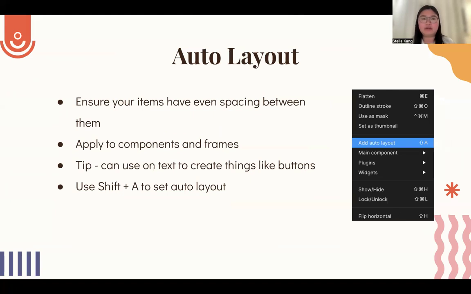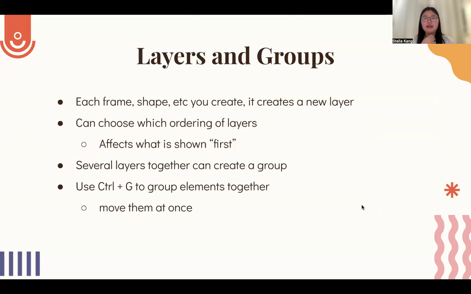And a little bit about auto layout. Auto layout just allows you to ensure your items have even spacing between them. You can apply it to components and frames. As a quick tip, you can use it on text to create things like buttons, and you can press Shift A to set auto layout, or you can double click, find it in the menu, and then add auto layout.